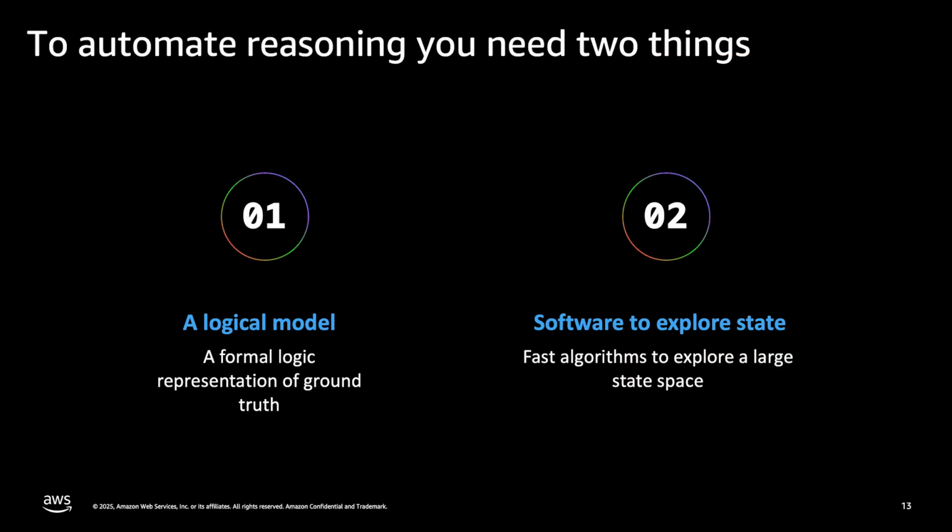Now, to automate reasoning, you need two things. The first one is you need a logical model, right? A formal logic representation of your ground truth. Your ground truth in this case could be your source document or your workflow. And then you need software to explore states, right? These are fast algorithms to explore a large state space.